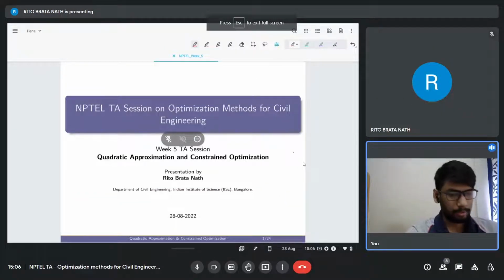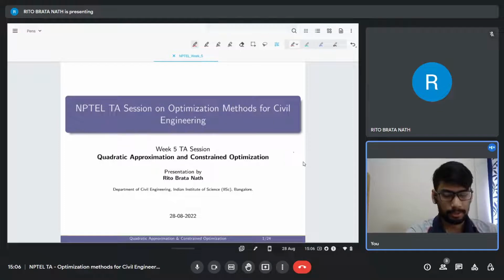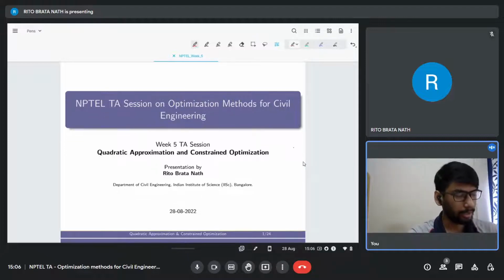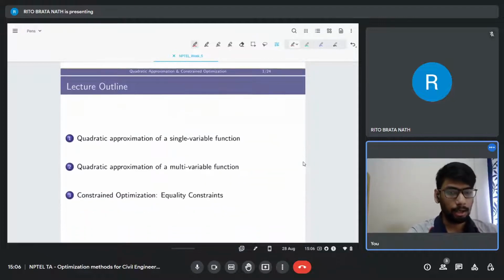Okay, so the content of this week's class will be quadratic approximation and constraint optimization. So let's get started with the content. As always, these are the topics that I'll be discussing in this session: quadratic approximation for a single variable function, then for a multivariable function. I'll be taking a couple of examples of each of them and solve those problems.